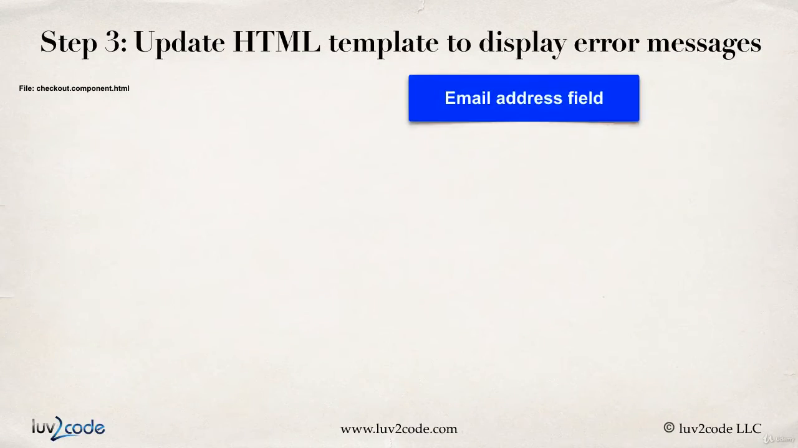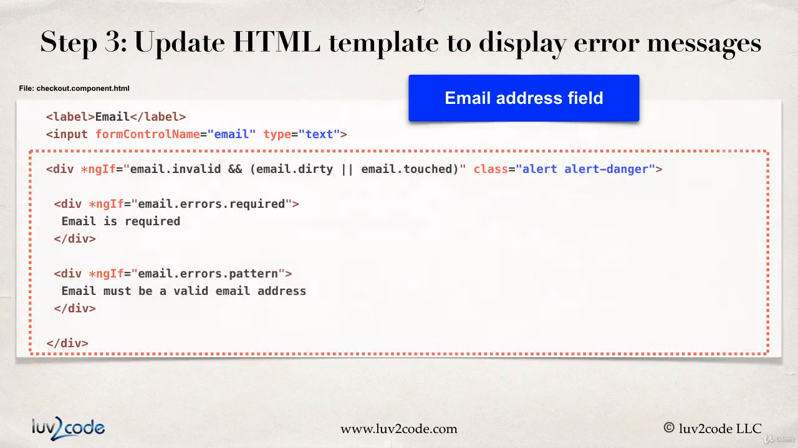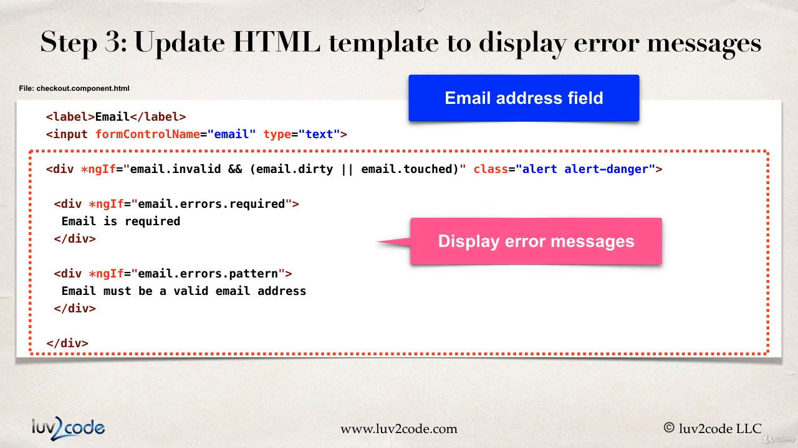And we'll actually do this here for email address. So here I have this form control for email and say email.invalid, so on and so forth. And then I basically say email.errors.required or email.errors.pattern, so that pattern. And so we give the appropriate messages there to the user.